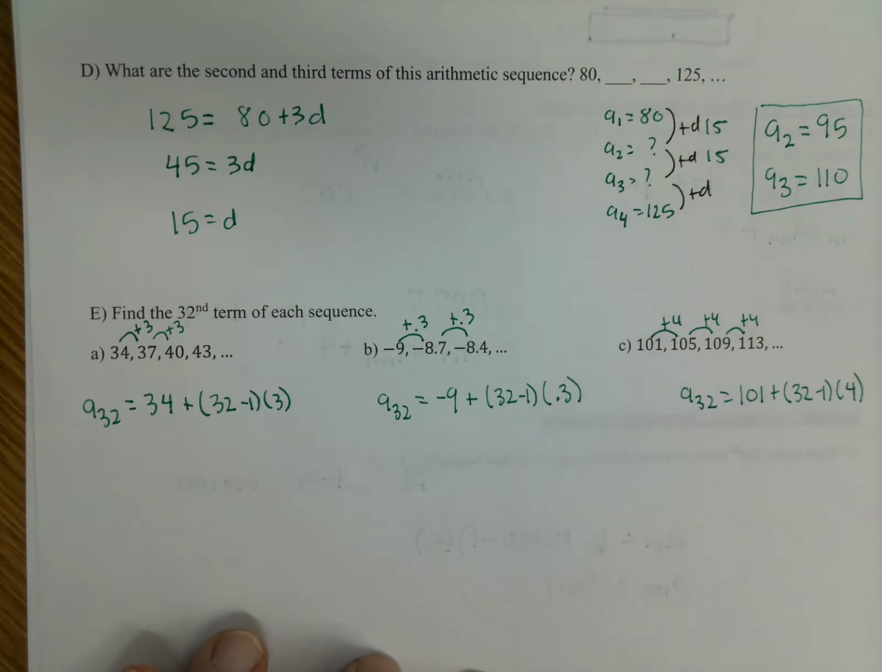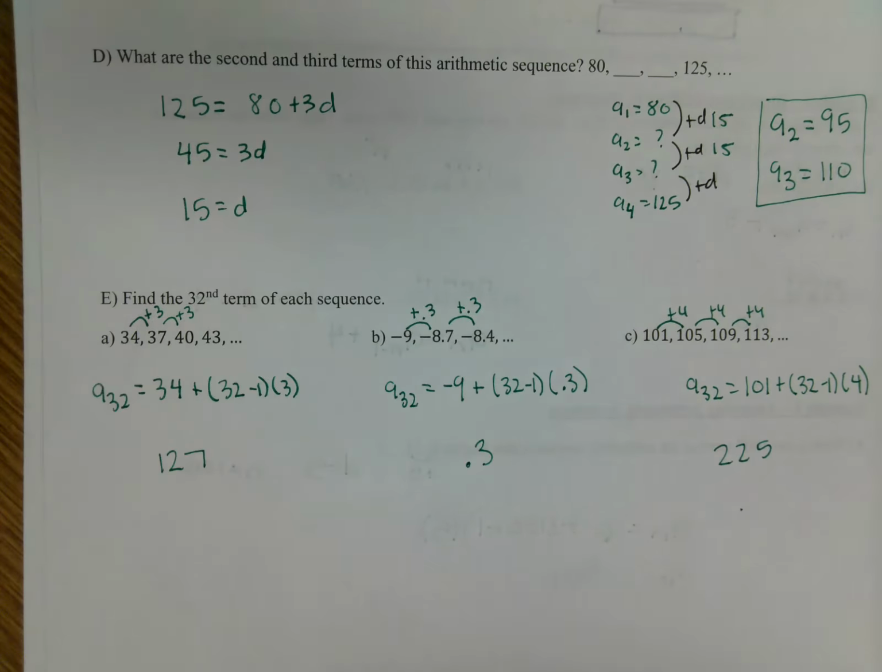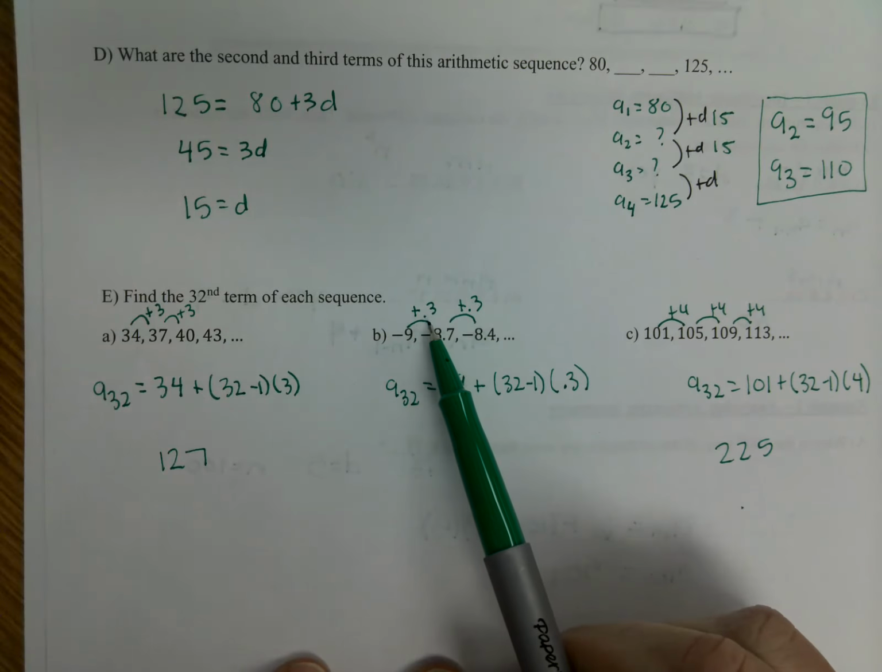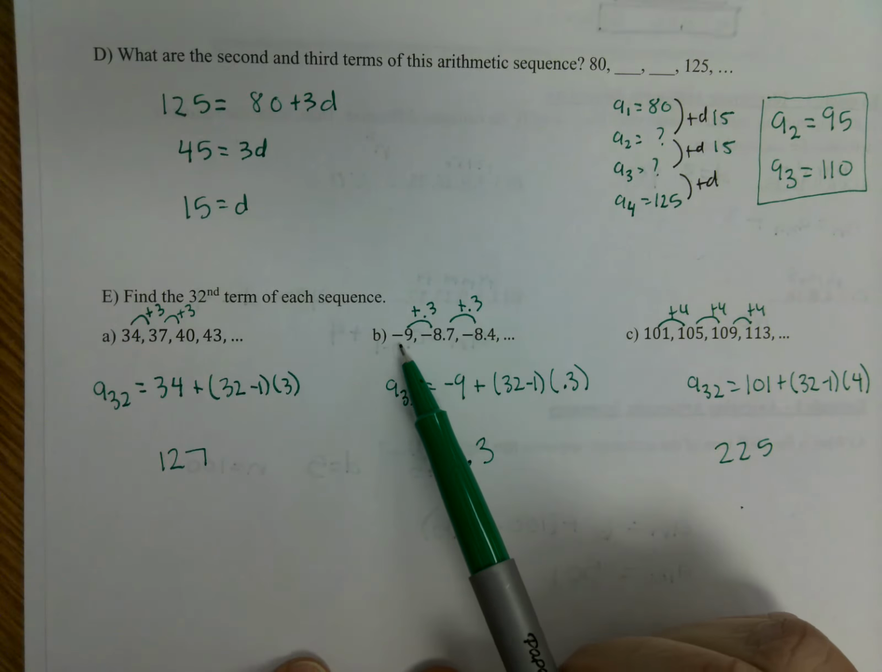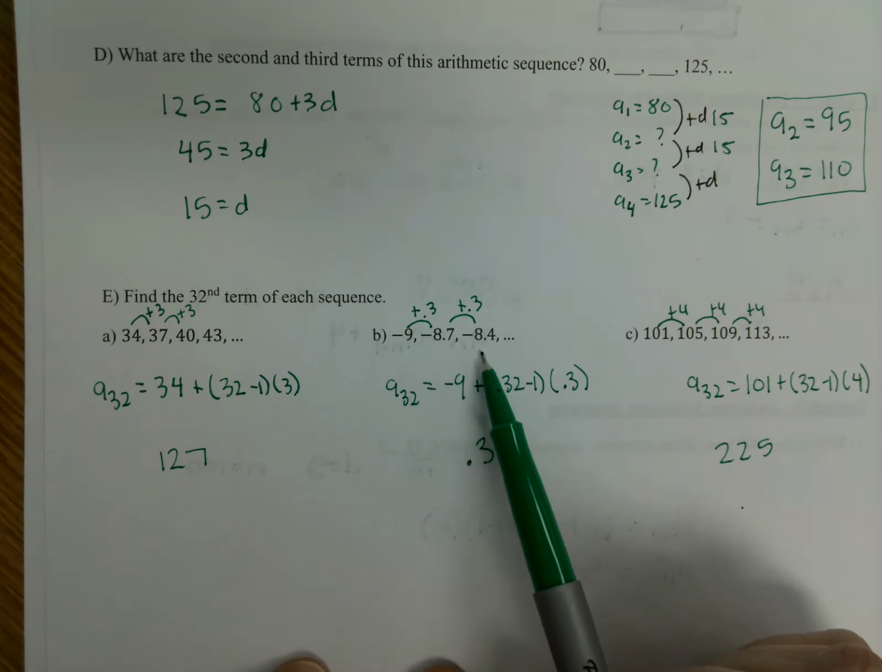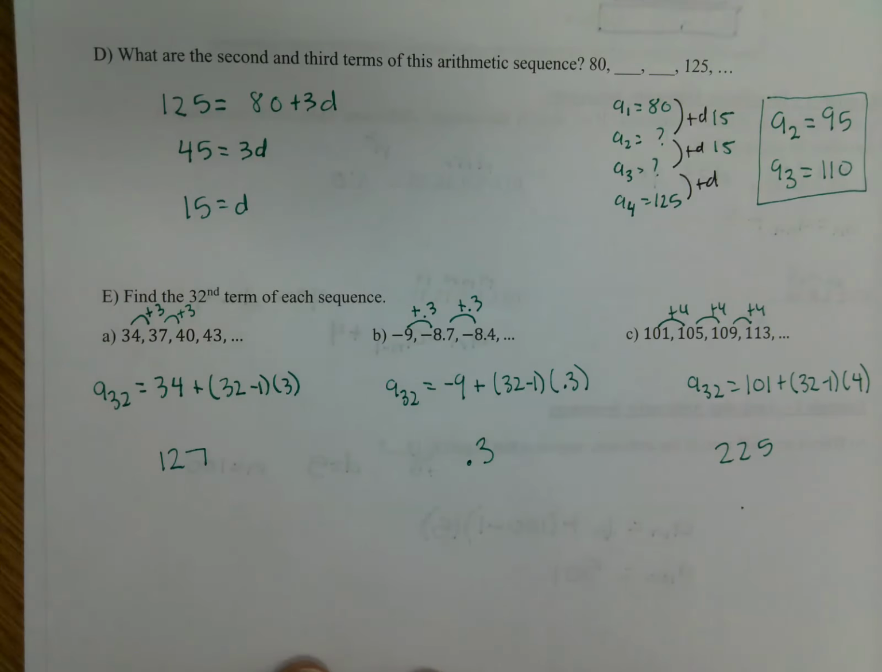32nd term. So if we simplify all these, we get 127 for A, 0.3 for B, because our common difference, you're adding 0.3 each time because, again, it's a negative, so this is actually going to be a higher number. The last one is 225.